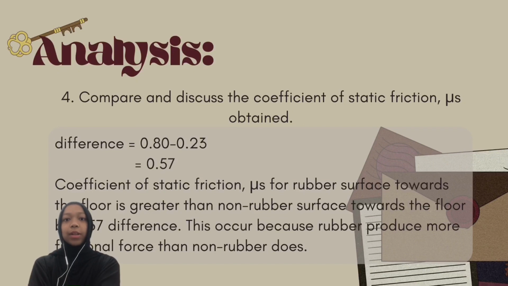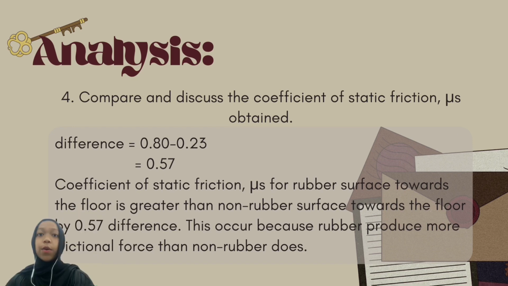Analysis 4. Compare and discuss the coefficient of static frictions obtained. To get the comparison, we use 0.8 and minus it with 0.23. The answer will be 0.57. The coefficient of static friction for rubber surface towards the floor is greater than non-rubber surface towards the floor by 0.57 difference. This occurs because rubber produces more frictional force than non-rubber does.